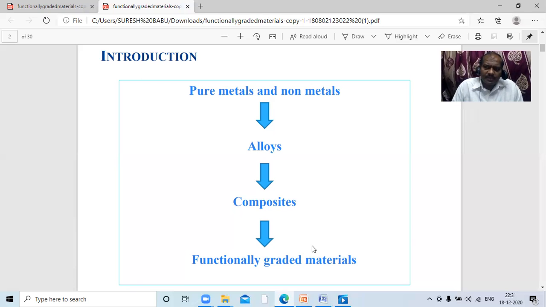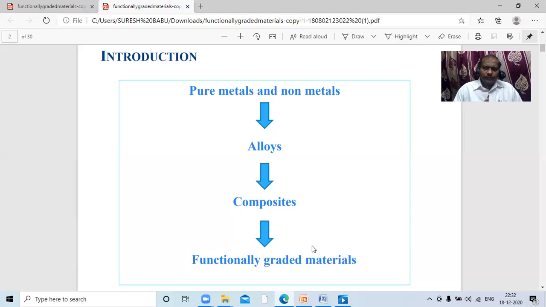Composites are similar. Some composites are naturally there, and some are artificially prepared. On similar grounds, functionally graded materials are also of two types. One is the artificial one, that is prepared by man or by industry. The second one is the naturally available functionally graded materials.